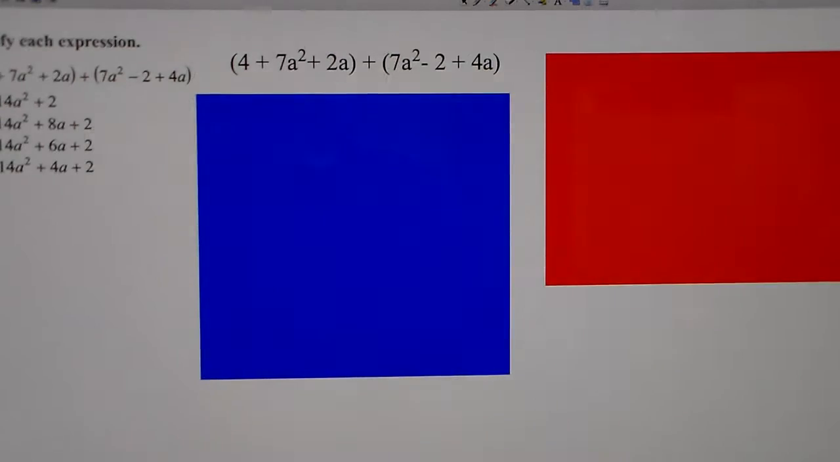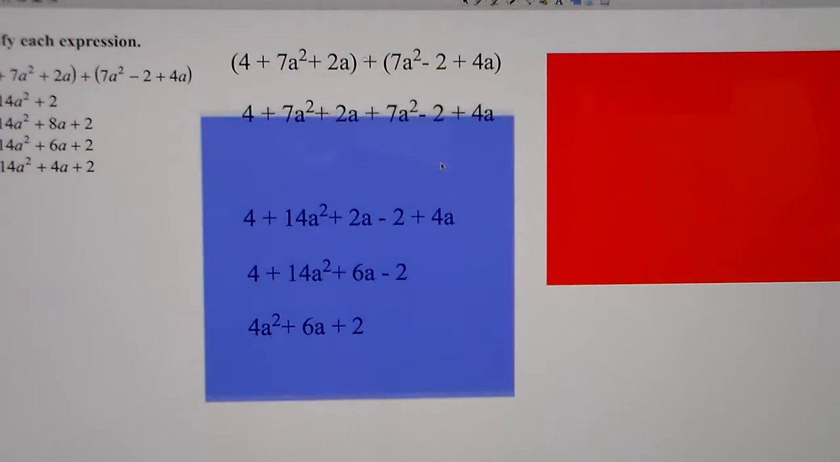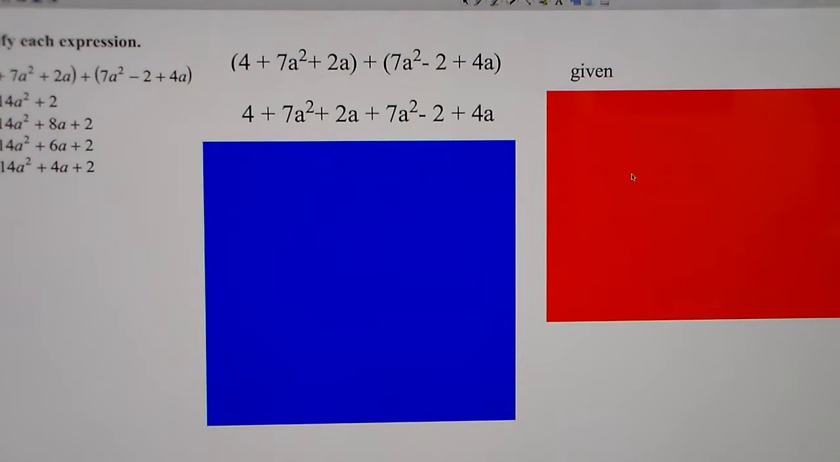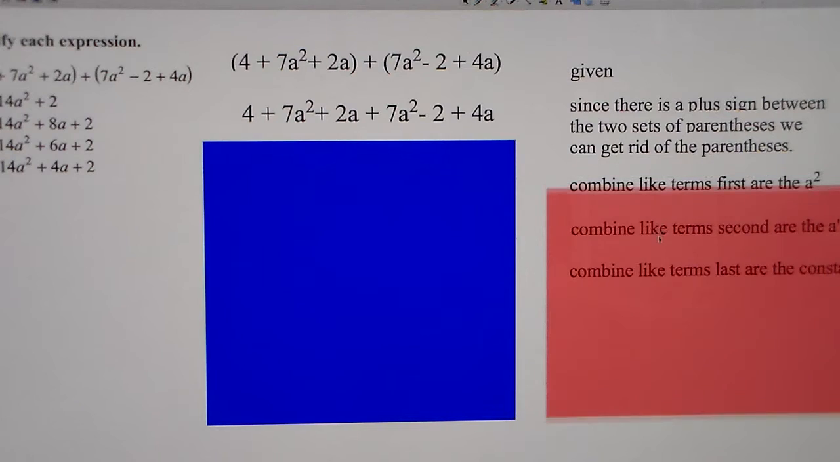Next up, problem number 3. Problem number 3, you gotta add those polynomials. Add your like terms. Since it's a positive sign, we just leave all the signs the same here in the second set of parentheses. So that's our given. Since it's a positive sign, we leave them all the same. We just get rid of the parentheses.